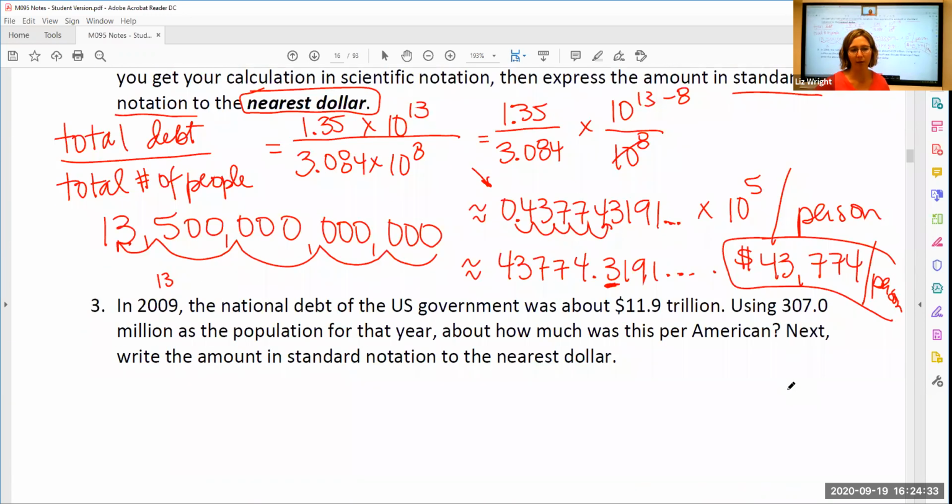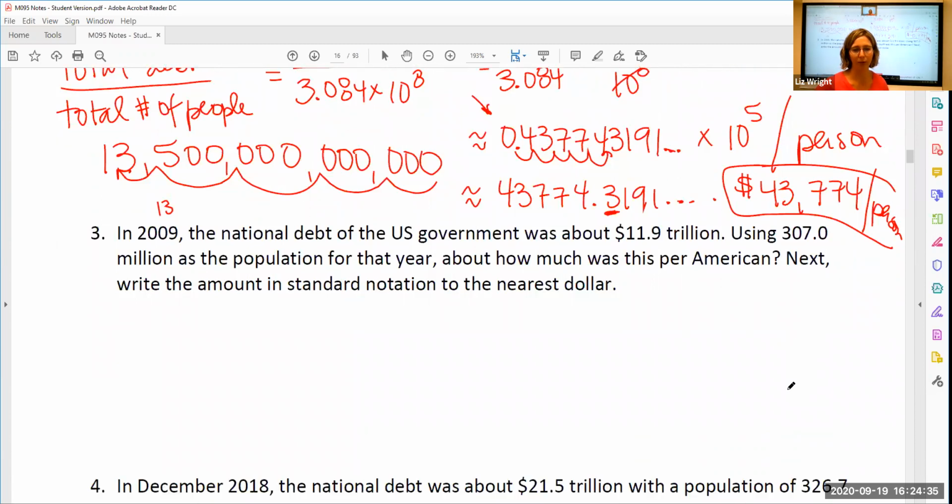So what I want you guys to do on this one, it says in 2009, the national debt of the US government was about 11.9 trillion. Okay, so we have 11.9 trillion. And then using 307.0 million as the population for that year, about how much was this per American? So next, write this amount in standard notation to the nearest dollar.